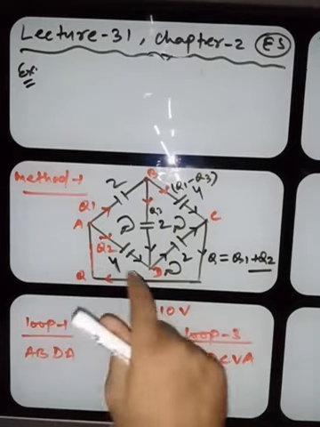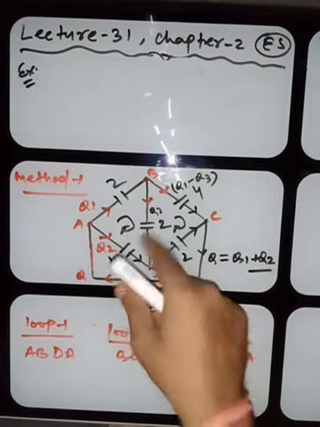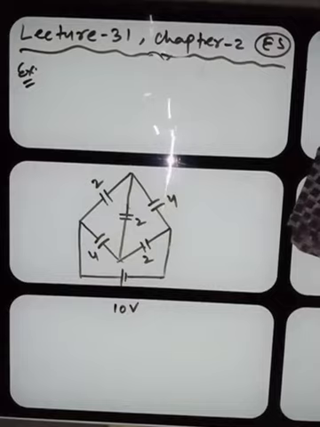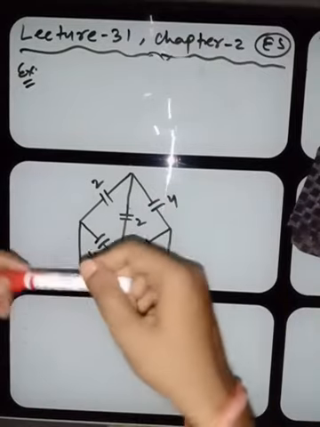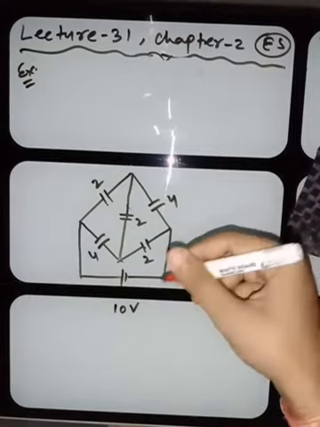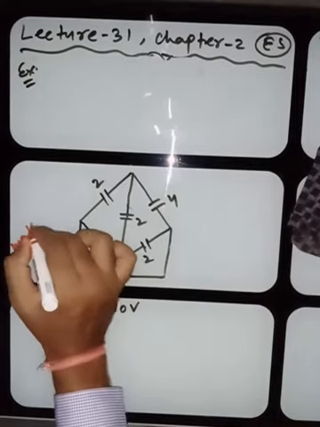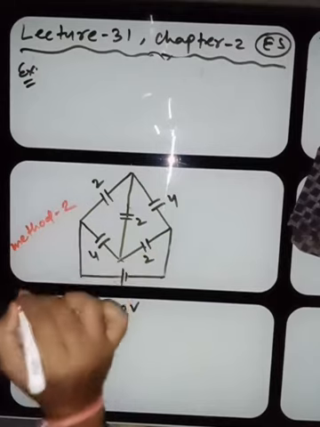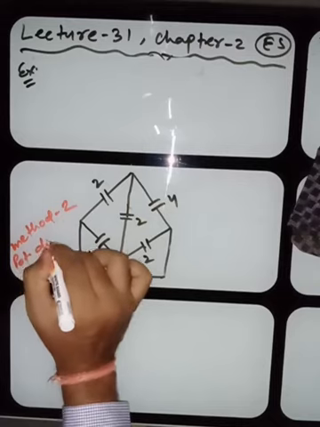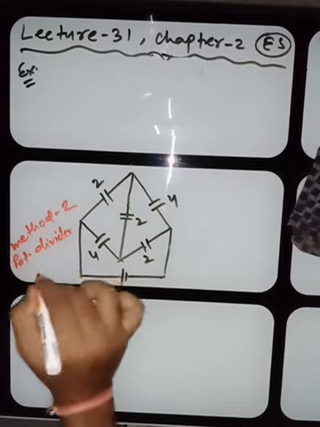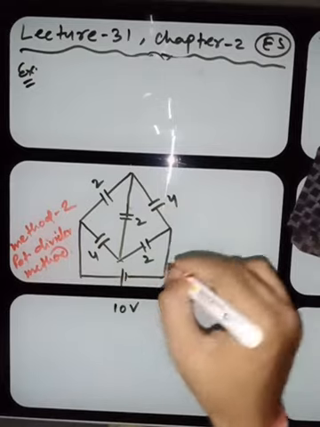Now, my dear students, again, I'm pausing the video and drawing this particular network. Hey, my dear students, so this was the circuit. Now we are going to study another method, and this method is called the potential divider method, method 2. This is called the potential divider method.